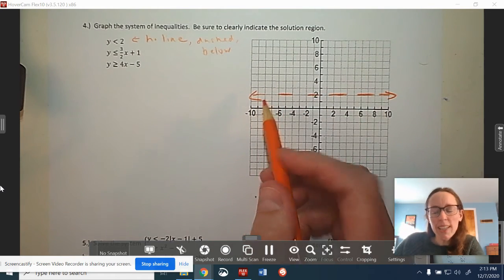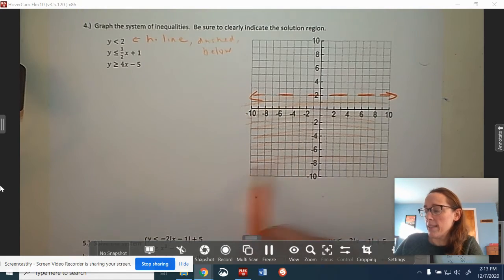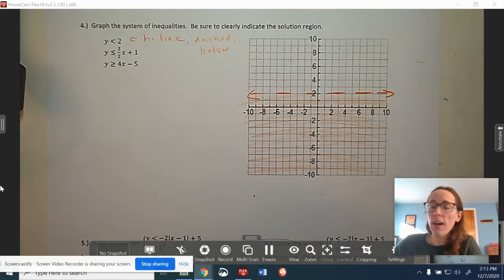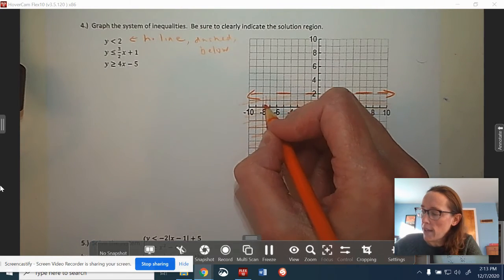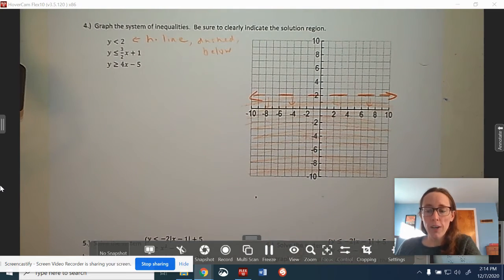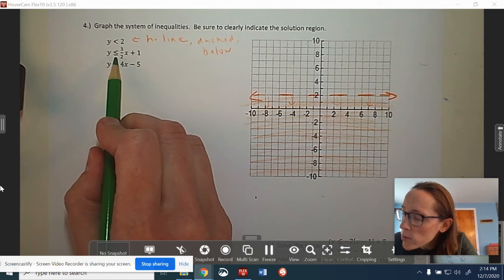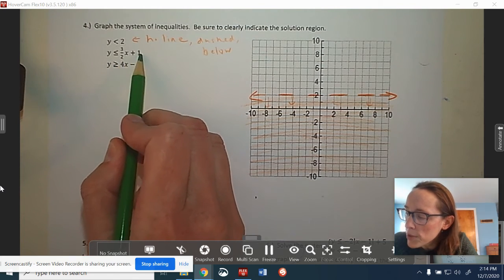Okay, I'm going to shade kind of light because we're going to end up with 3 colors on this. It can get kind of messy. So for those of you who prefer the other method where you just kind of visualize or draw arrows to show where you're going to be shading, that works very nicely here as well. Okay, next one is y is less than or equal to 3/2 x plus 1.